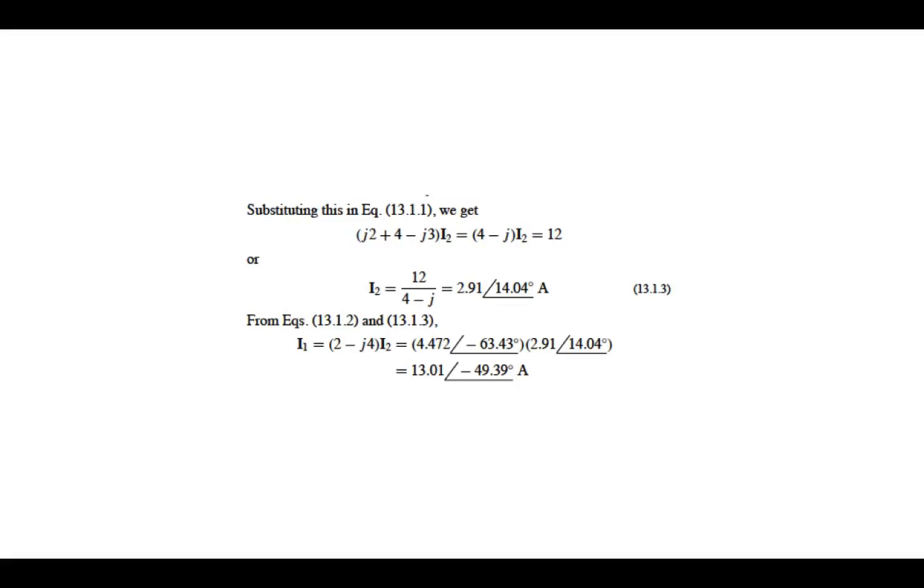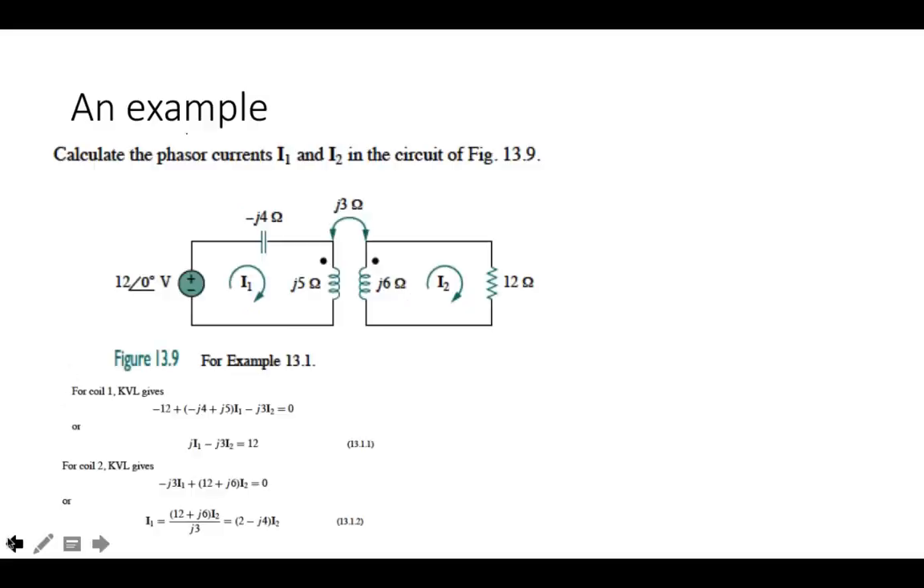So if I go back one page, the only new thing in this example is this minus J3I2 here in mesh 1, and the same thing here in mesh 2. I'm not very good at using this pen on the screen.